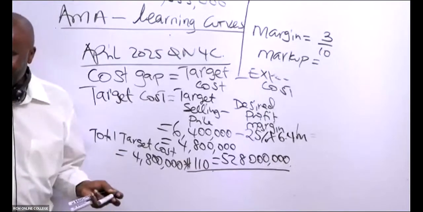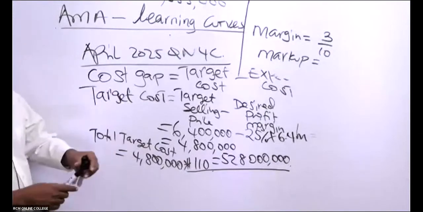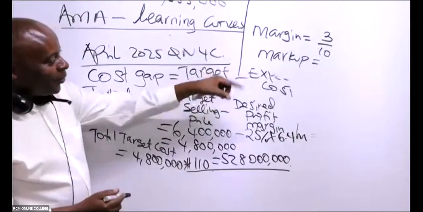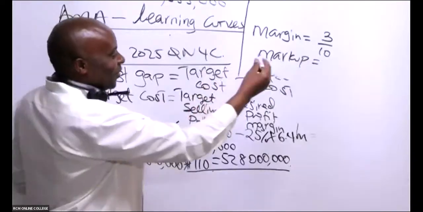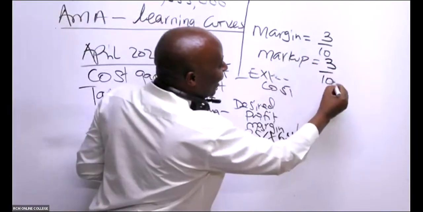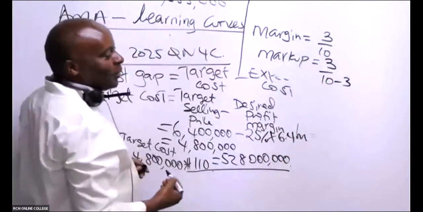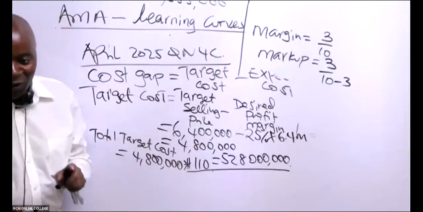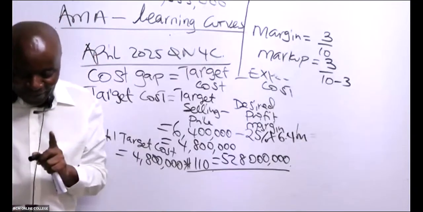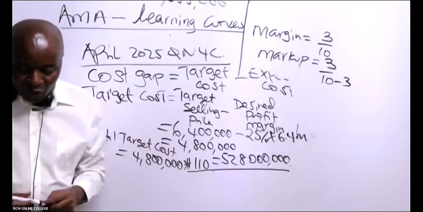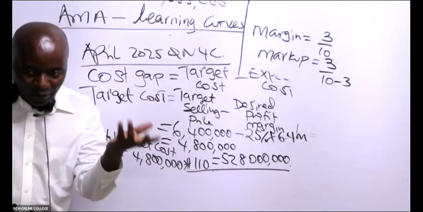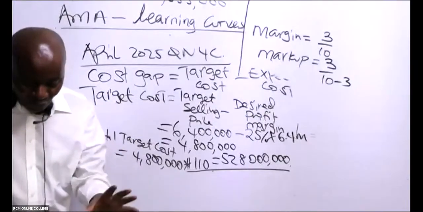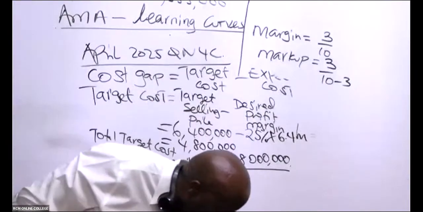Sasa tukienda kwa markup, sisa markup ni ndogo. Markup tuna subtract. Inakuwa 3 over 10 minus what here, somebody? Which will be 3 over what here, somebody? 7. So huwezi ukasahau tena, isn't it? But in most cases, ladies and gentlemen, your examiner will always give you markup and then it'll require you to change it to what here? To margin. Thank you so much for understanding this pretty well.